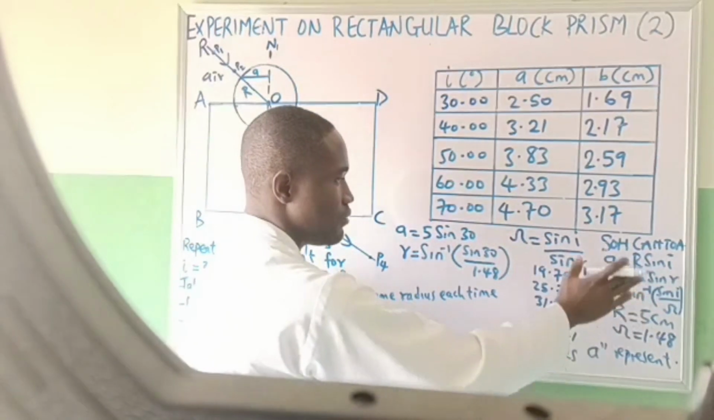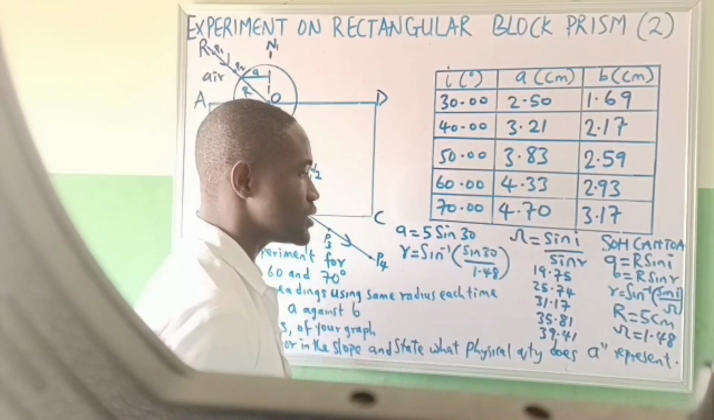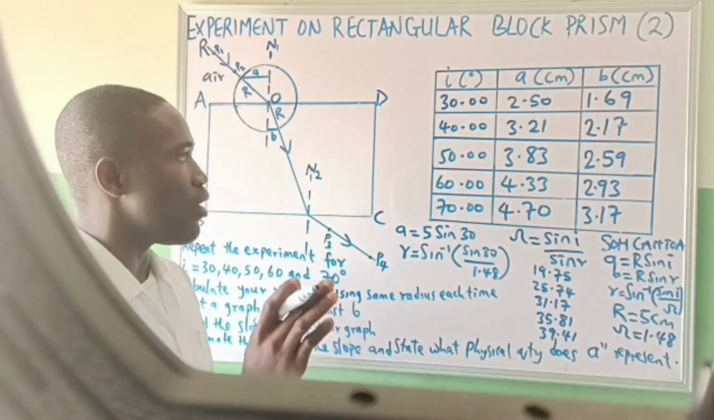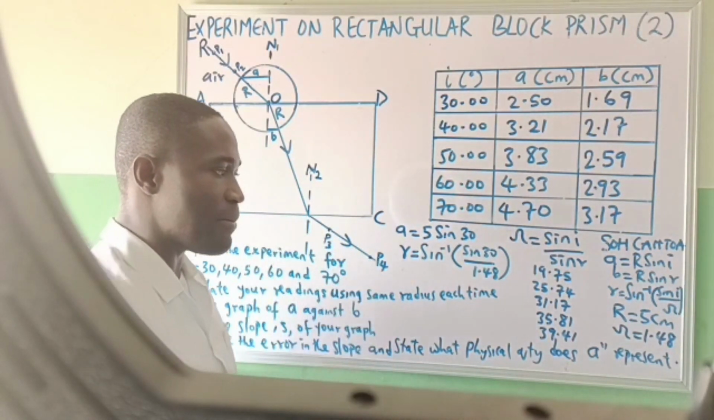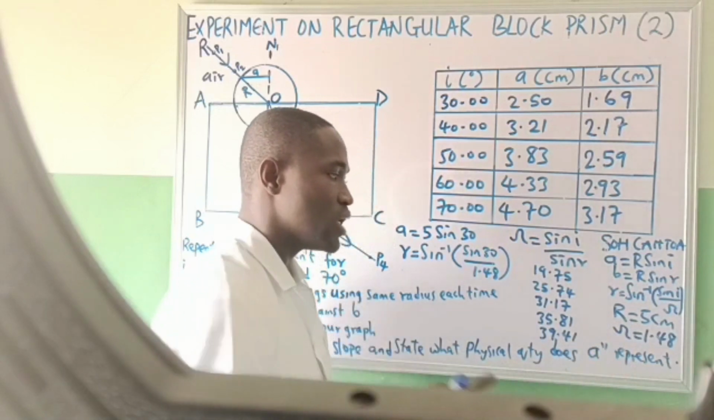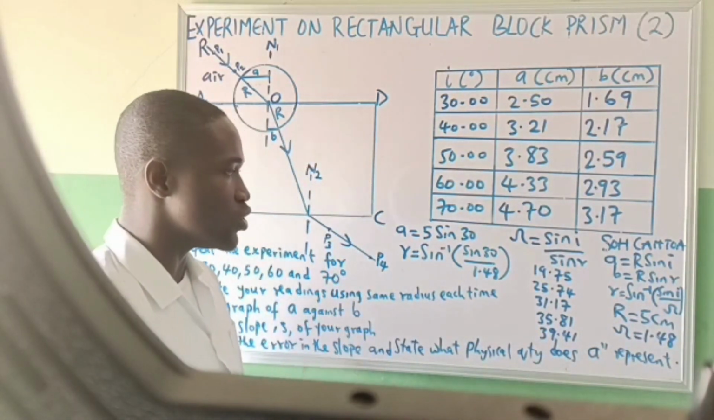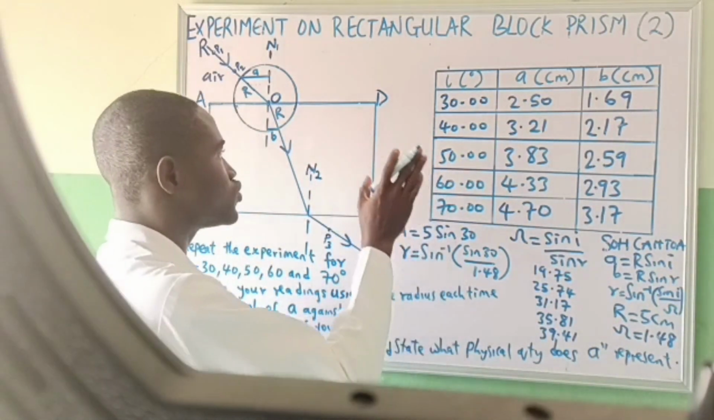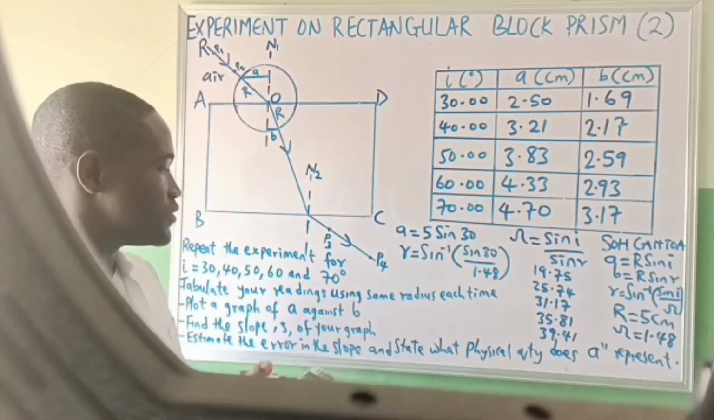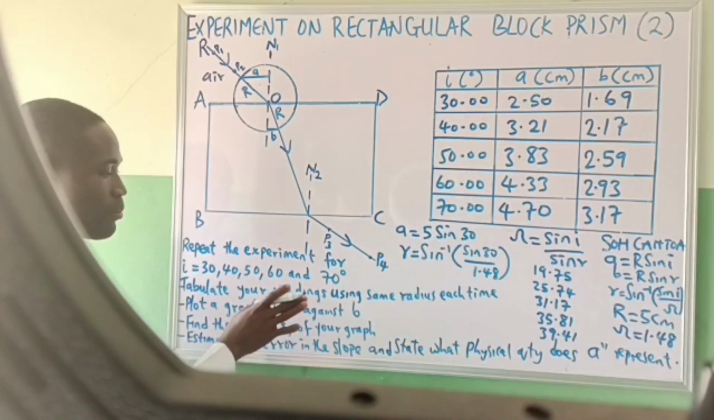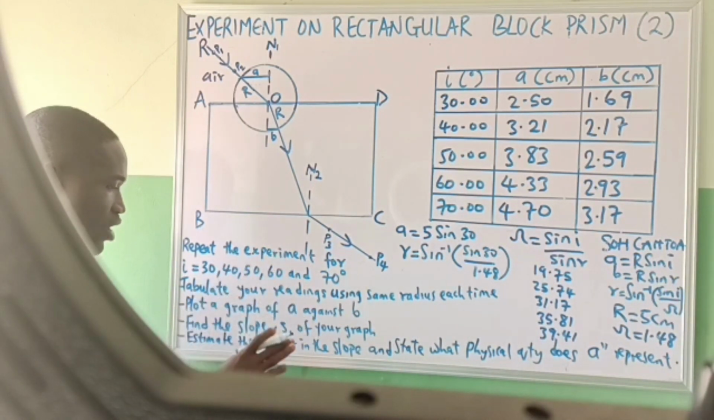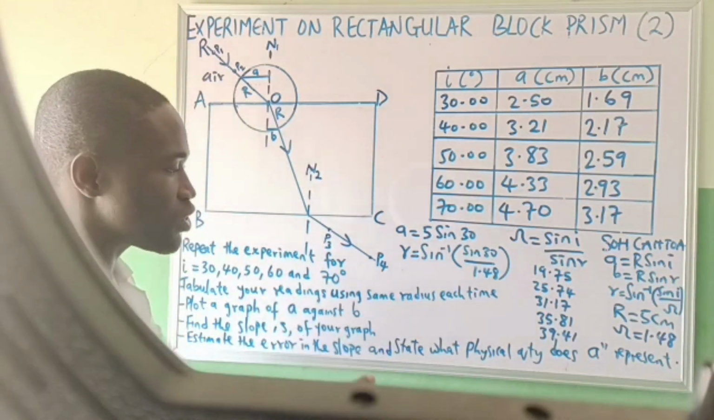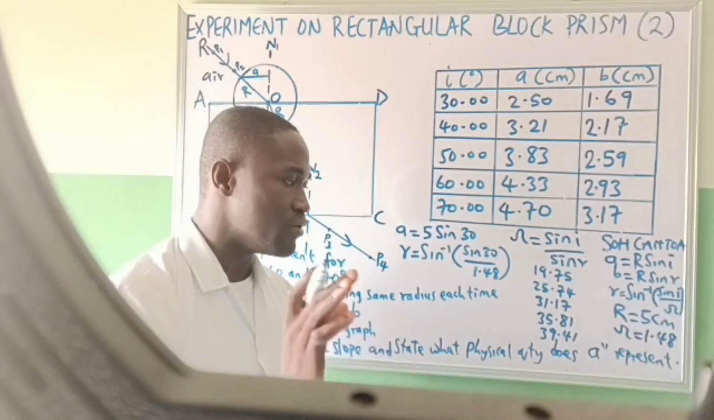Look at the values we use to get it. We have gotten our A, our B, our I, our R, everything. Remember that the radius we use depends on what you want to use. That is about how to make your table. In the next video, you will see how we can plot the graph of A against B, get the slope, get the error in the slope, and state what physical quantity A represents.